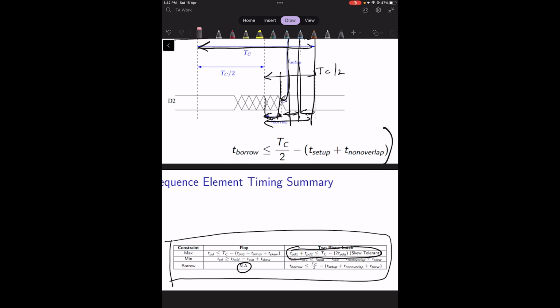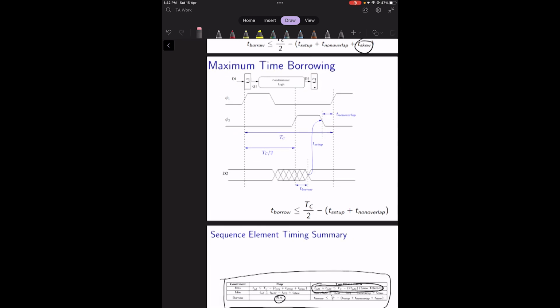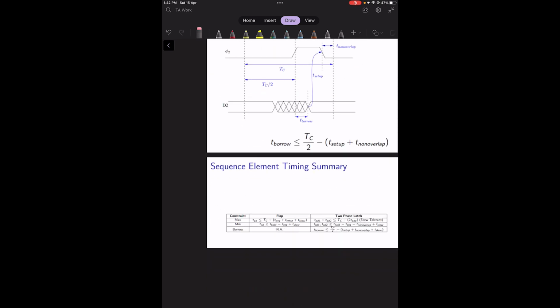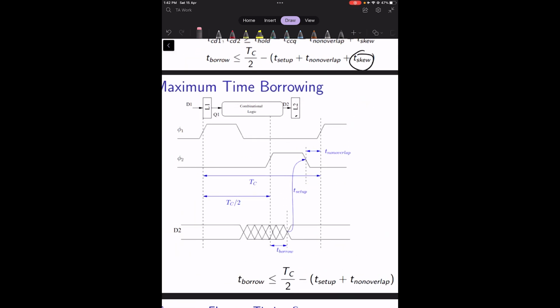With all this background, let's look at how we can solve the questions for assignment 12. So I'll just give you a minute to look at the table here, the concept of time borrowing here.